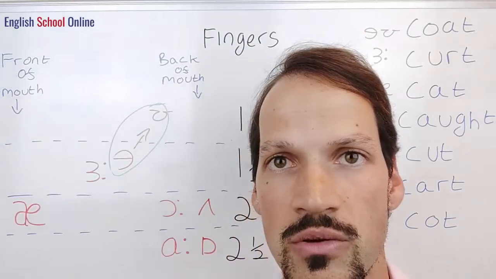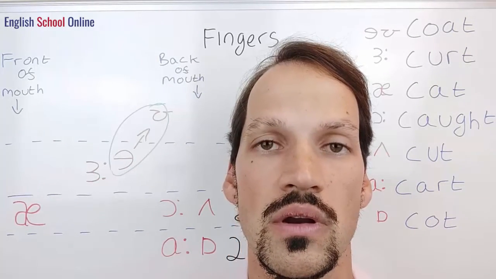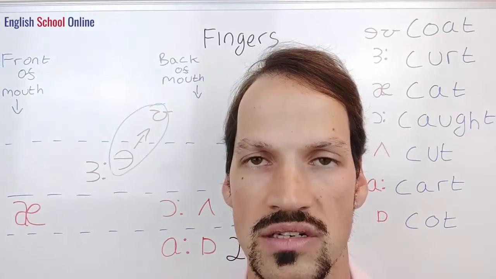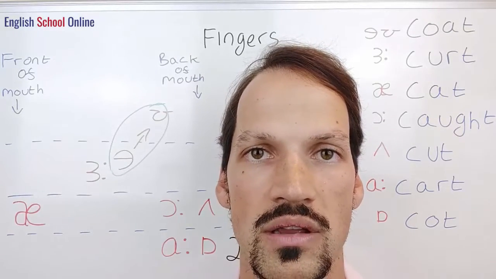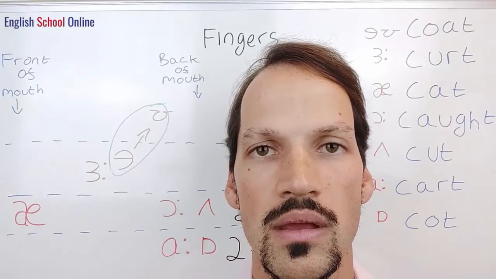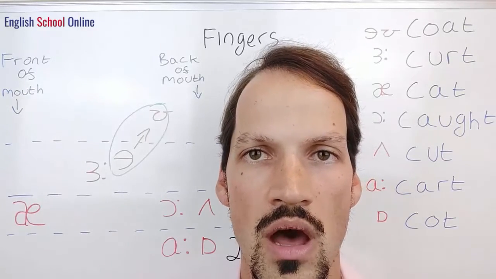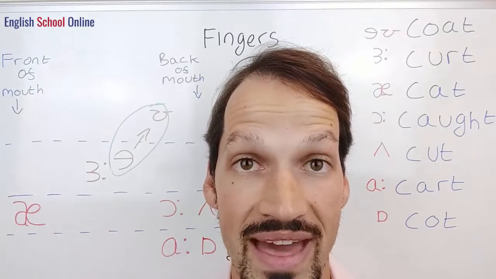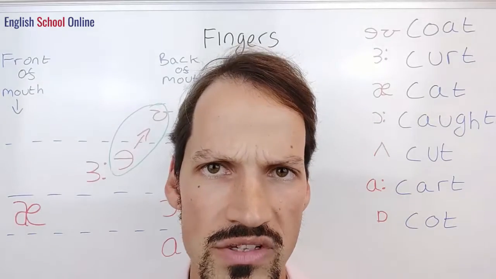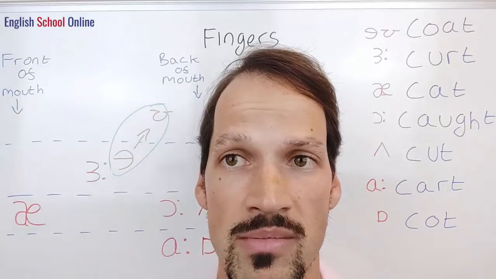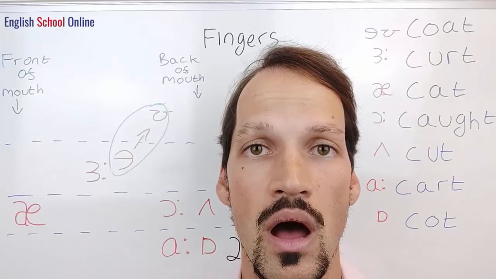Let's just compare the two. The first two we've looked through already. We've got coat, curt, coat, curt, coat, curt, coat, curt. Okay, that's the first two. Now let's move on to the next one. So the two sounds that we've looked at the moment both start in the middle of the mouth.